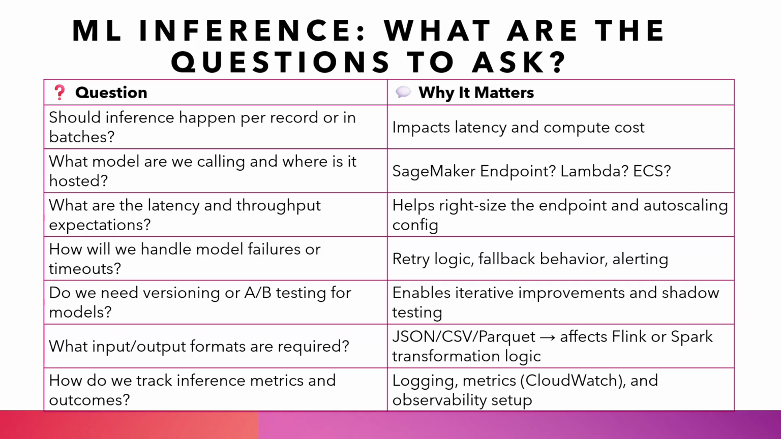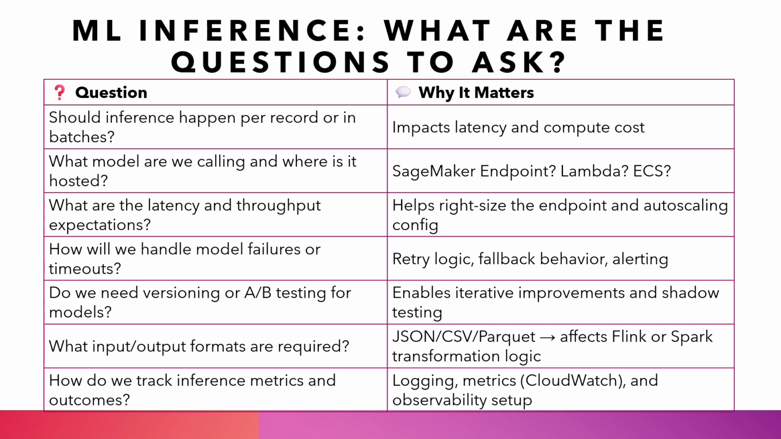There are several key questions that we need to ask to make sure that the model invocation fits well within our pipeline. Should inference happen per record or in batches? This is crucial because real-time inference per record will introduce low latency but may be more expensive in terms of compute, whereas batch inference might be cheaper but could lead to higher latency. If you are using a SageMaker endpoint, you need to decide whether you want to batch or use real-time inference. The decision depends on the requirements for response time and also on the cost.